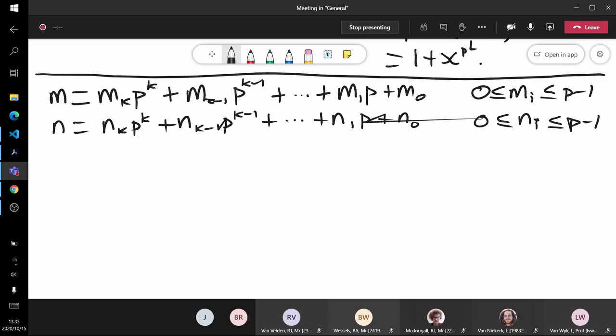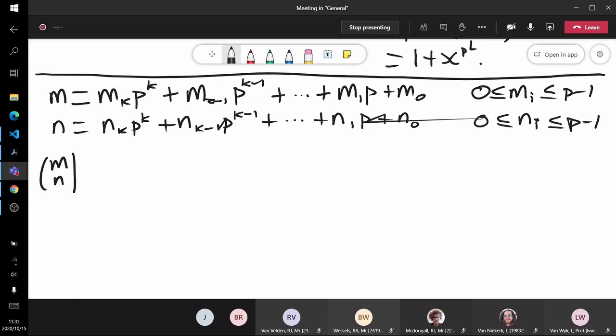Now we want to know what m choose n is. That's what we're trying to calculate, at least modulo p. The key comes in the link between these binomial coefficients and the polynomials I was talking about just now, which is the binomial theorem, which we used before.